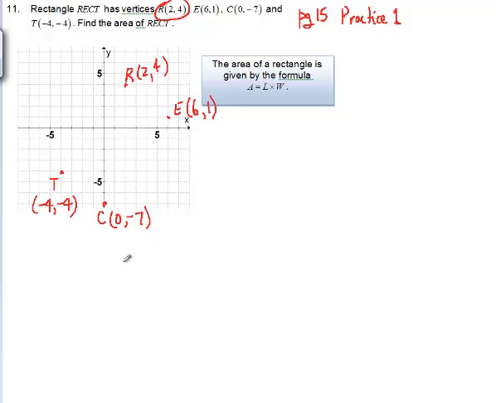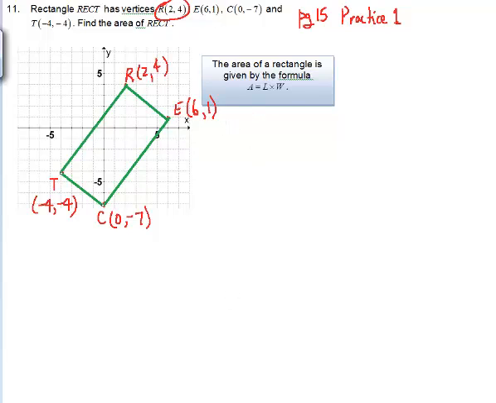Alright, and then we'll join those 4 points, and we'll use a line drawer here. Okay, good. Draw to the next point, the next one, and the last one. So there you have your points, or your rectangle, RECT.